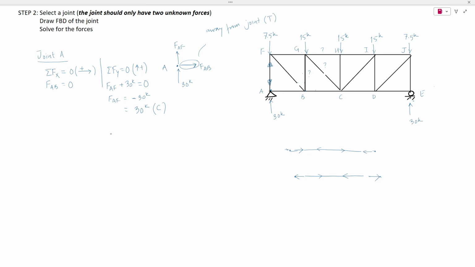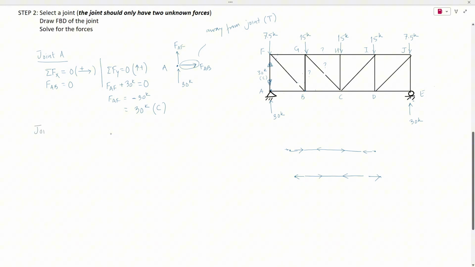Towards the joint. This is in compression with 30 kips. Right? Now let's move on to the next joint. If we look at joint F, there are 3 members connected to joint F, but since we calculated member AF, there are only 2 unknown members, FB and FG. So 2 unknown member forces and 2 equations of equilibrium. So we can solve this joint as well.